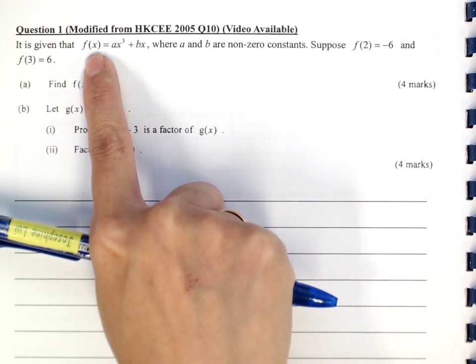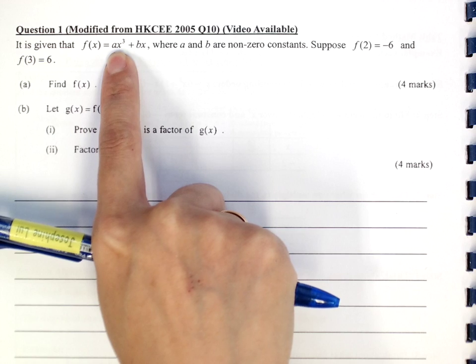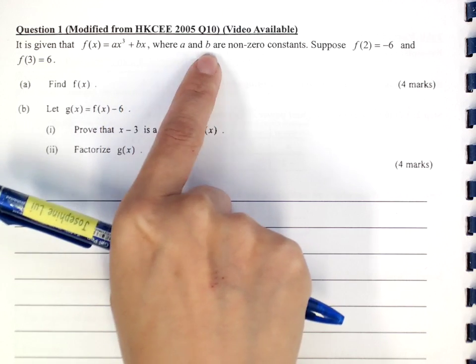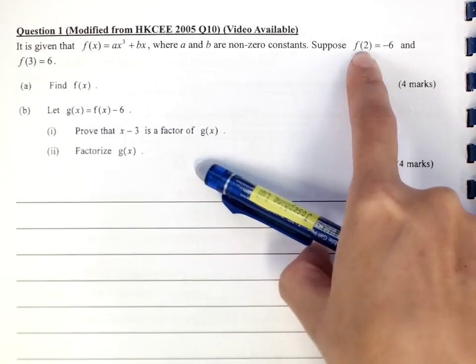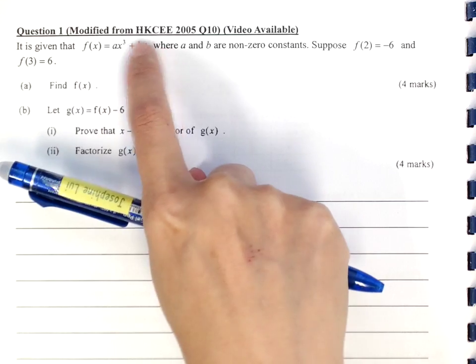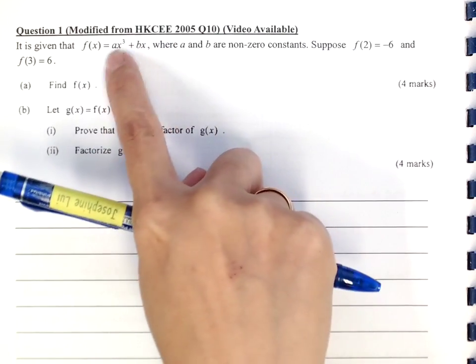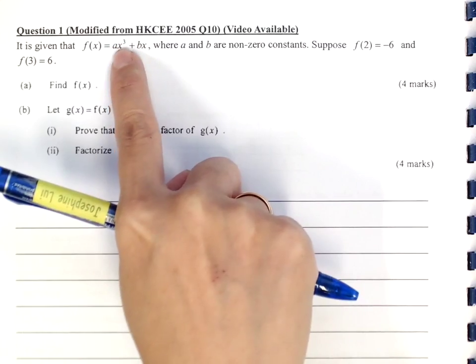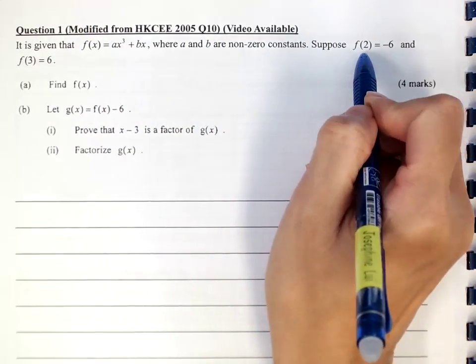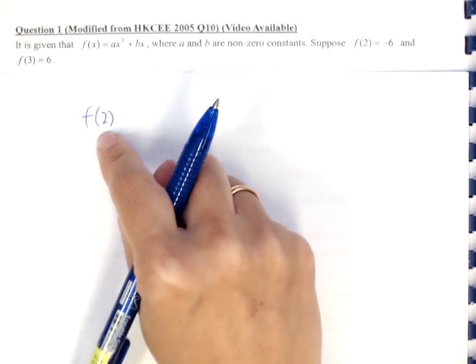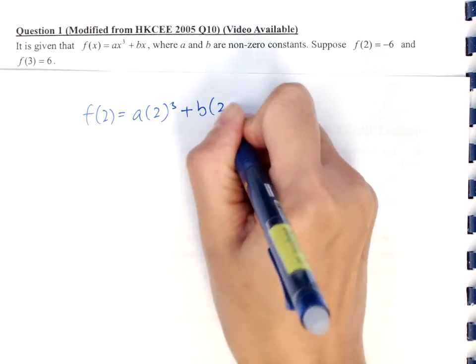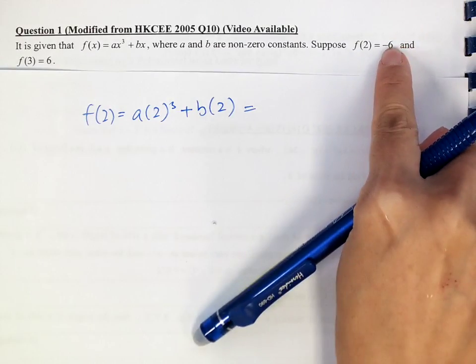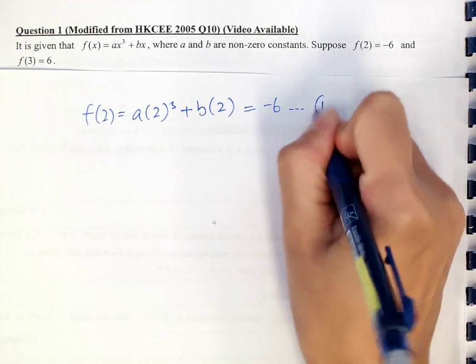Alright, you are given a polynomial, the function of x equals ax cubed plus bx, where a and b are two constants. Suppose that when x is 2, the function is equal to -6. So when you substitute x equals 2, you will have a times 2 cubed plus b times 2 equals -6. This is our equation 1.